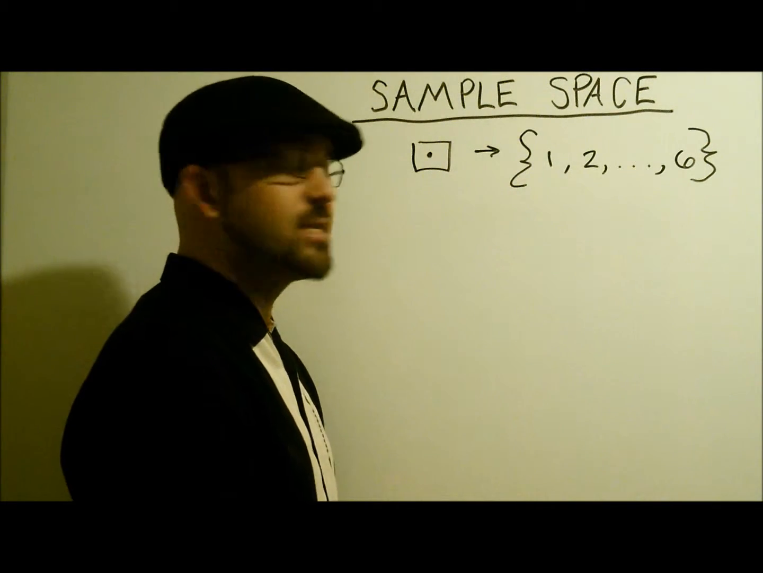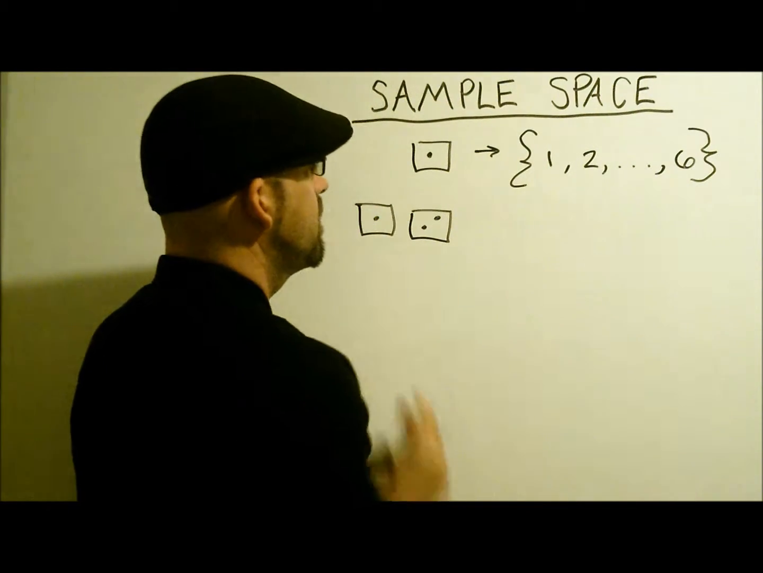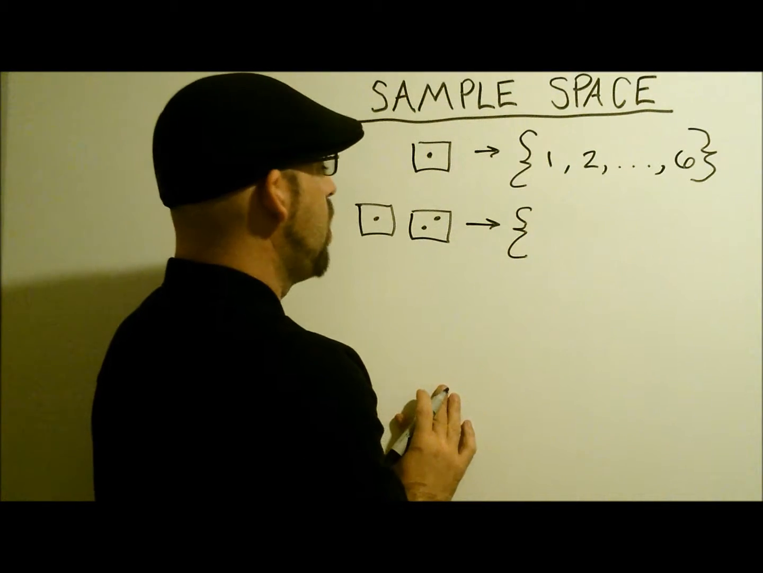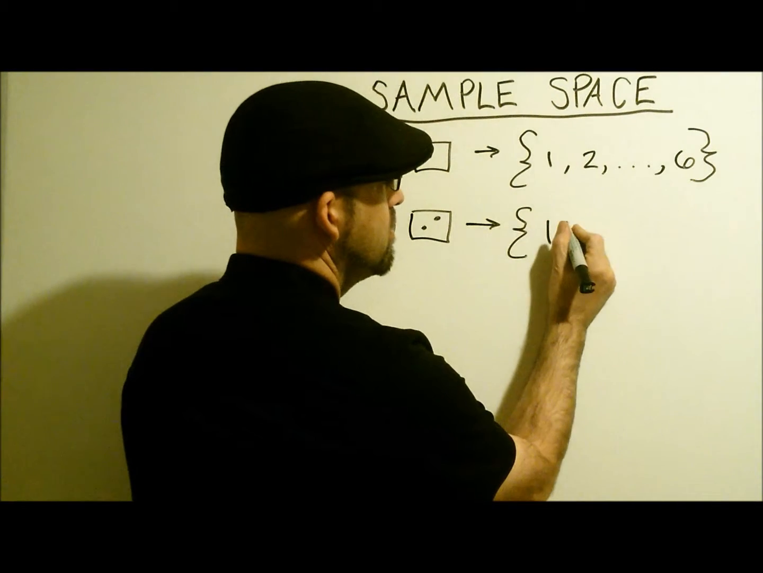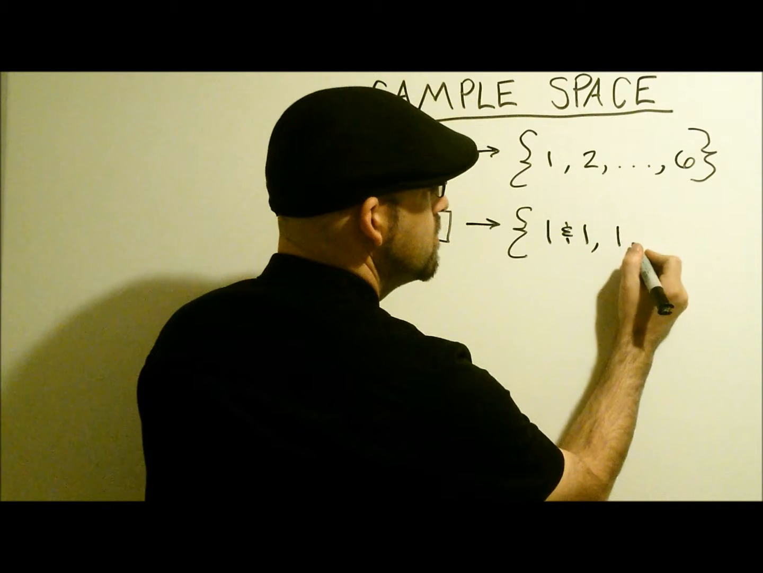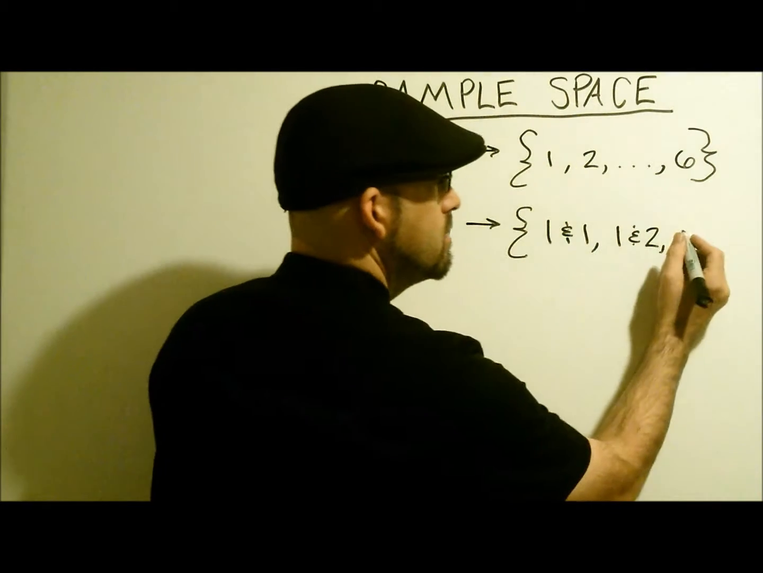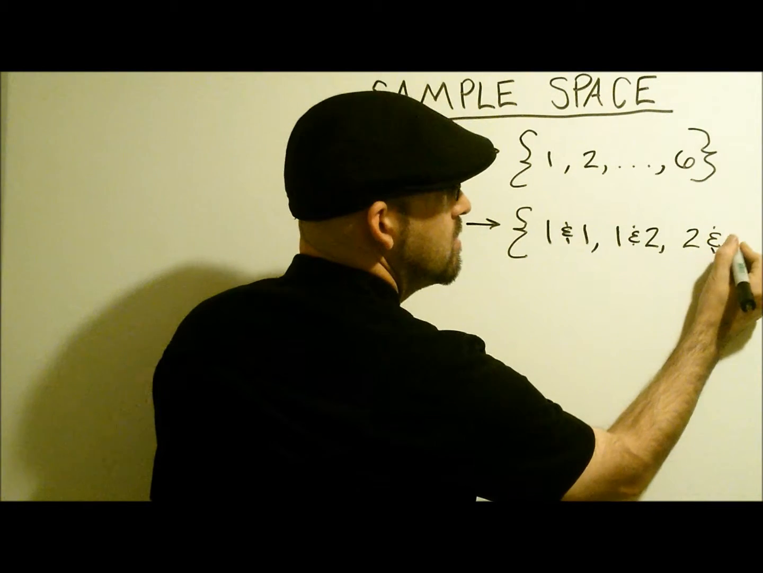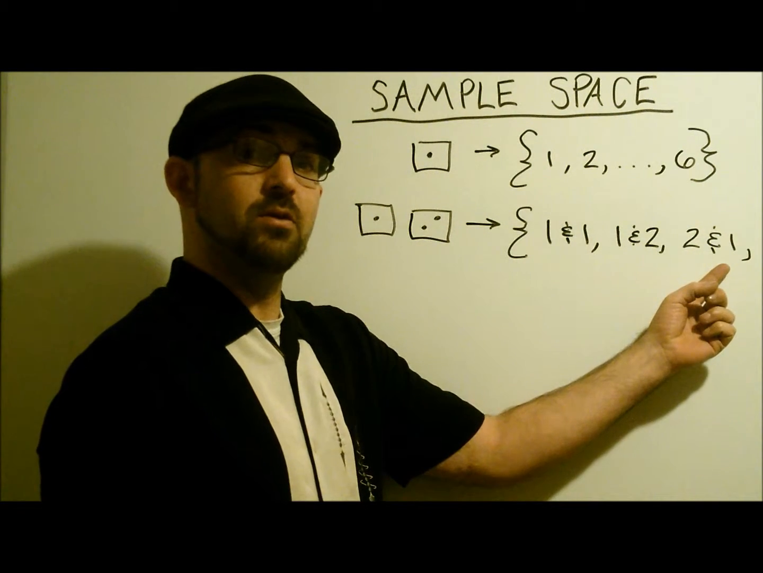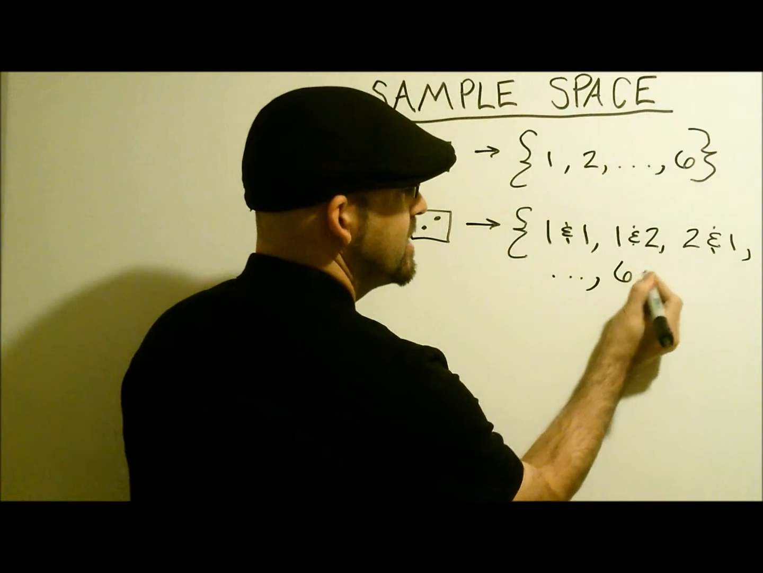What happens if we roll 2 dice? What happens then? Well, we could roll a 1 and a 1. We can roll a 1 and a 2. We could also roll a 2 and a 1, right? Notice the 1 and the 2 and the 2 and the 1, they repeat. They both have a sum of 3. And we continue on all the way until we get a 6 and a 6.